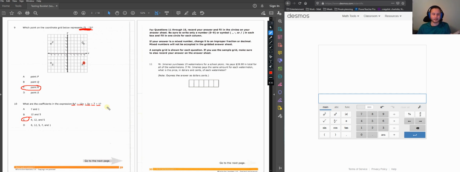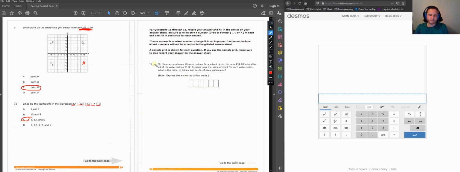So if you have, like right here where it says 12x, that means 12 times x. That is considered one term. Multiplication is one single term. It's the addition and subtraction that separates these problems into terms.